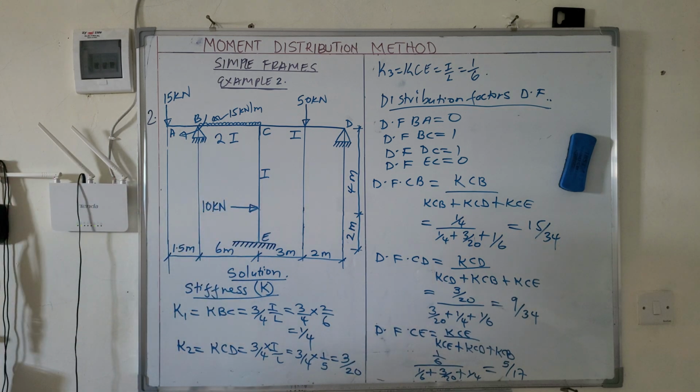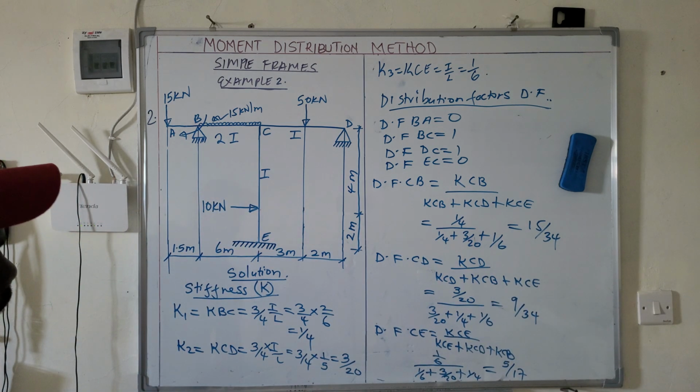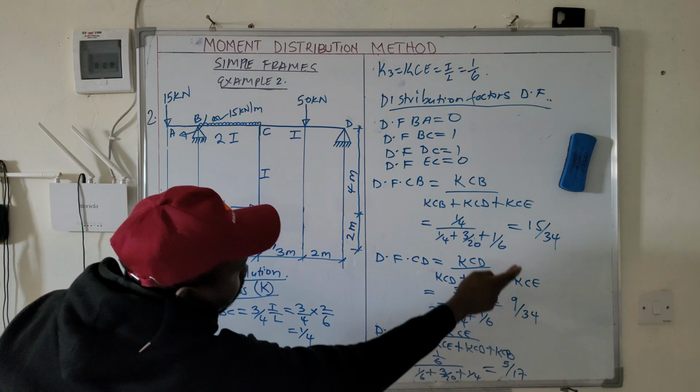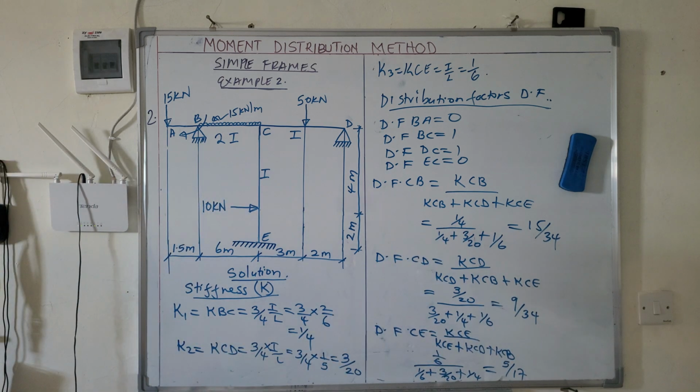For us to know if our distribution factors are correct, if you take this, add to this, add to that, it should give you 1. So 5 over 17 plus 9 over 34 plus 15 over 34. So the answer is 1. So we are on the right track.